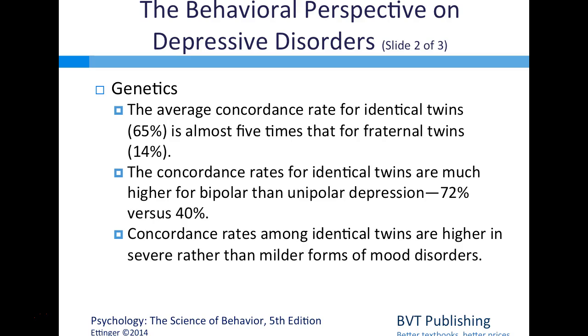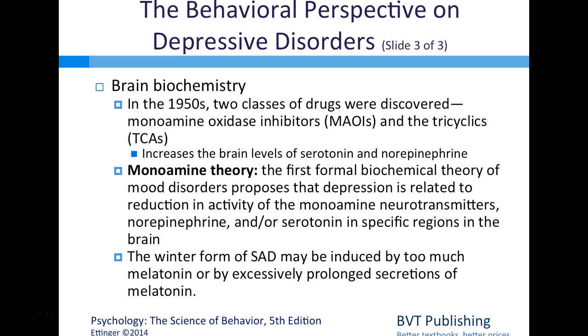Genetics. The average concordance rate for identical twins, 65%, is almost 5 times that for fraternal twins for depressive disorders. And for identical twins, it is much higher for bipolar than unipolar depression, 72% versus 40%. And among identical twins, it is higher in severe rather than milder forms of mood disorders. So clearly a genetic link there.